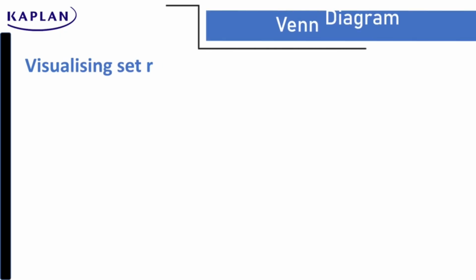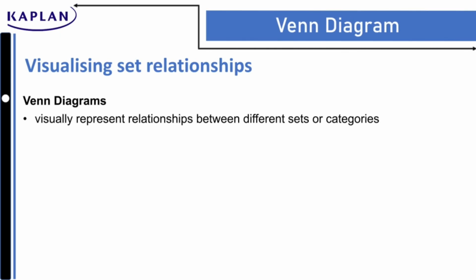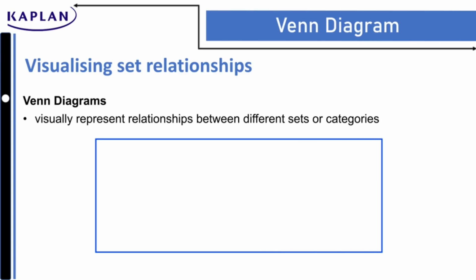Venn diagrams are fantastic visual tools used to represent the relationships between different sets or categories of things. Here's how they work. A large rectangle is drawn around everything, representing the entire context we are considering. This all-encompassing area is called the universal set, often denoted by the letter U.